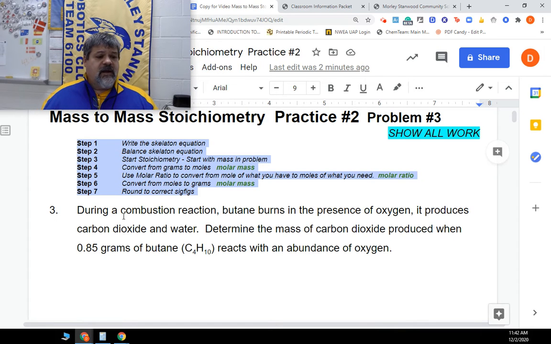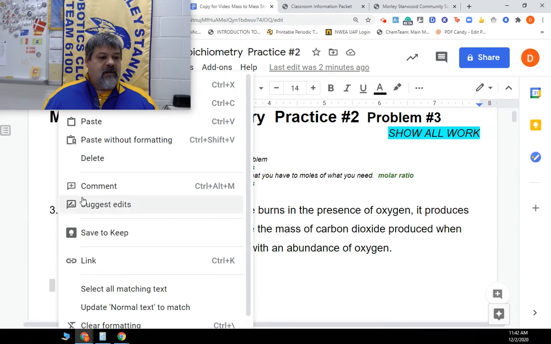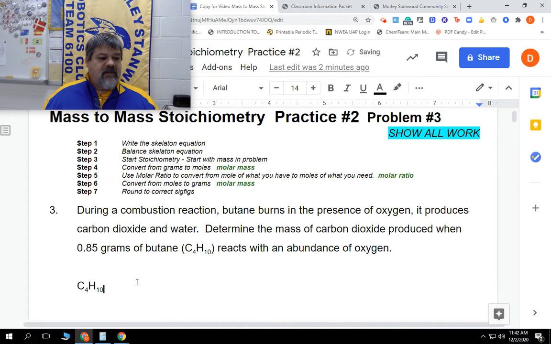So let's go back and read again. During a combustion reaction, butane burns in the presence of oxygen. So we have to come up with our skeleton reaction. Here we're going to start out with butane, and we're going to copy that, and we can paste that right down here. Okay, so we got that pasted. And then that's going to be in the presence of oxygen.